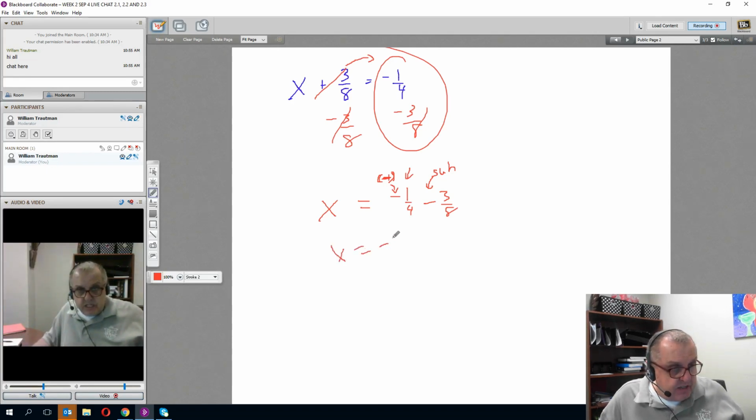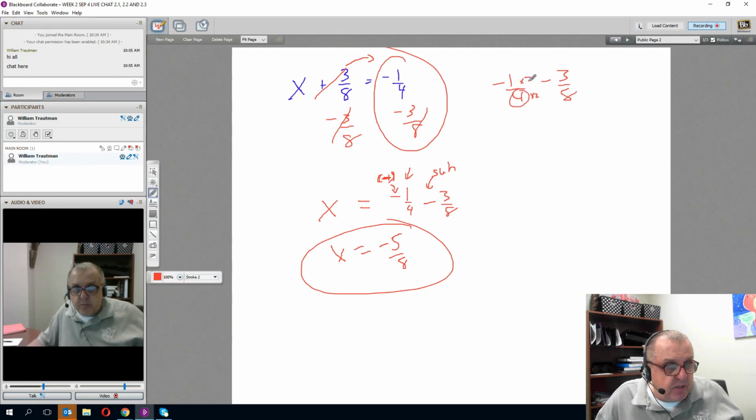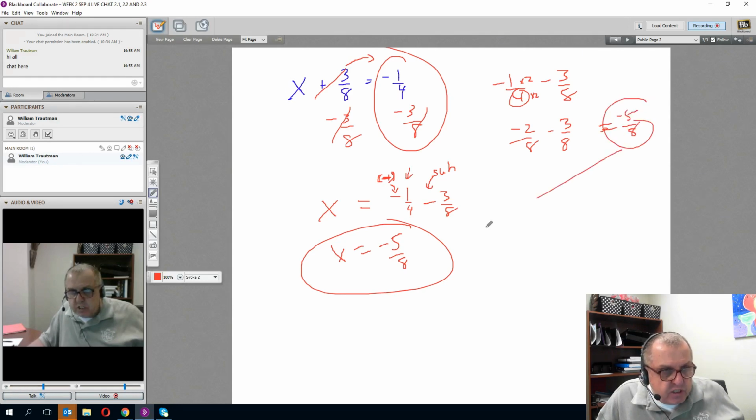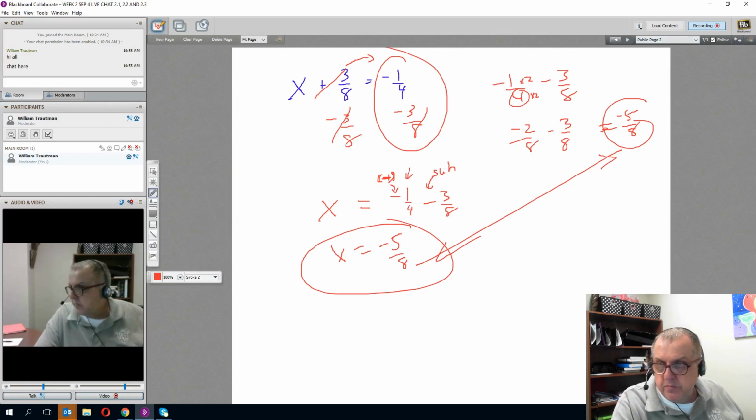X equals negative 5/8. So if you're not familiar with fractions, use your calculator. By the way, the long way of doing this is changing this to an 8. You multiply by 2, and you get negative 2/8 minus 3/8. You combine the tops, and I get negative 5. The bottom does not change. So you can use the long way, or you can use a calculator. It's fine with me. Okay, so that's 2.1. Let me go do a couple more.